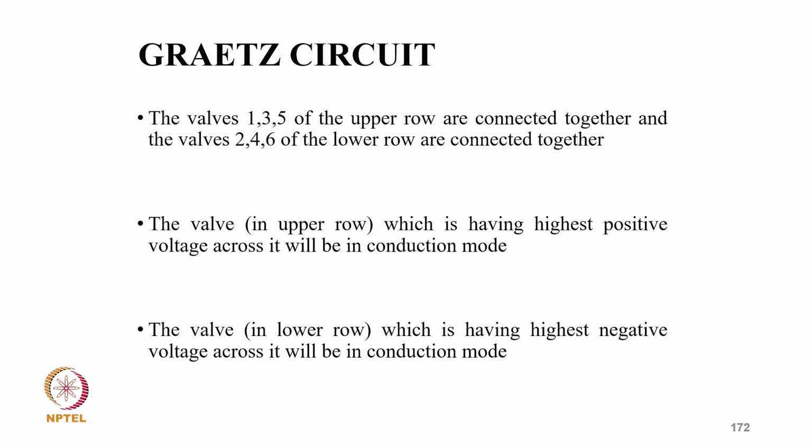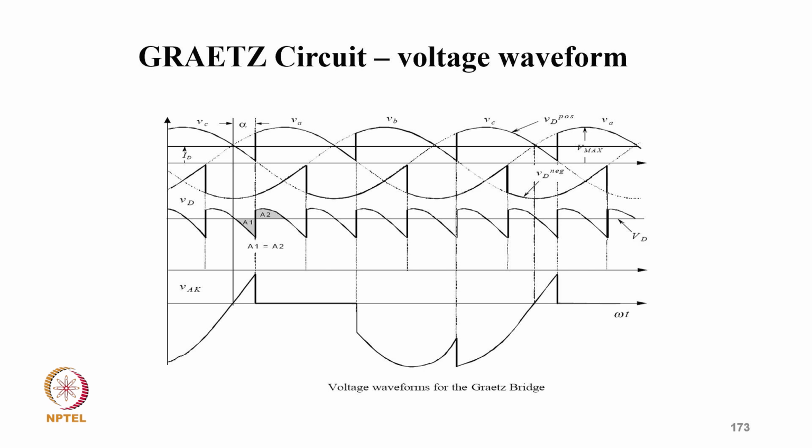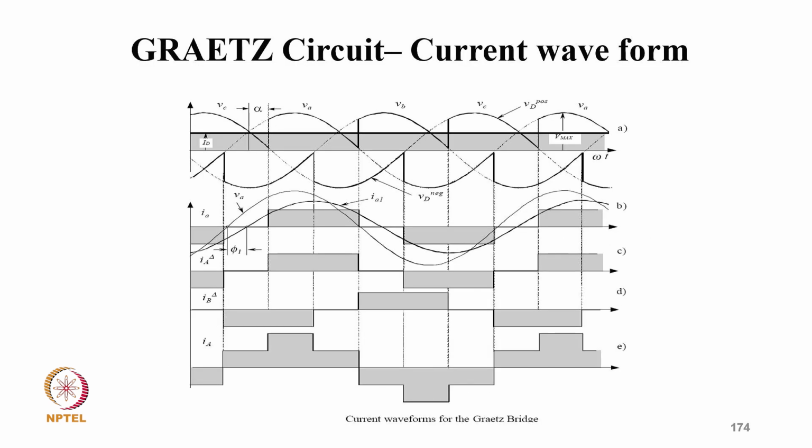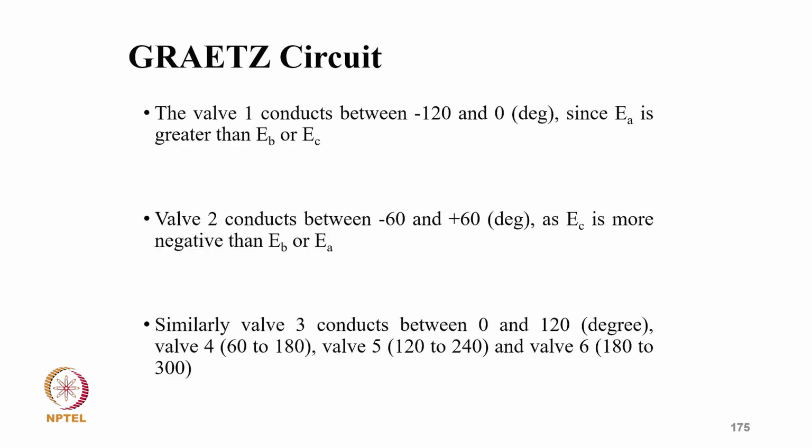So the valves 1, 3, 5 of upper row are connected together, and the valves 2, 4, 6 of lower row are connected together. So the valve in upper row, which is having highest positive voltage across, will be in conducting mode, and the valve in lower row, which is having highest negative voltage across, will be in conducting mode. And this is typically the voltage waveform, how the output voltage VD is there, and how typically the voltage waveform across the grid bridge device voltage VAK, and how the current waveform of the converter is shown for IA, IB, IC.